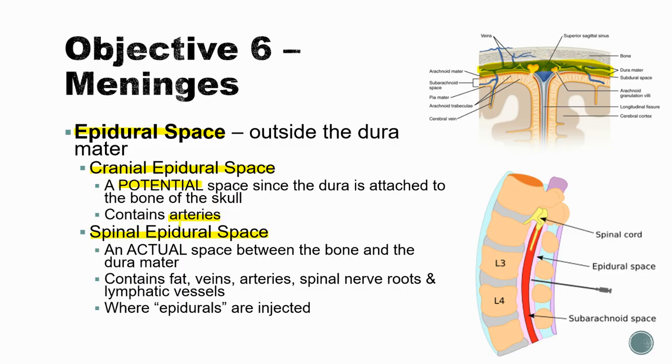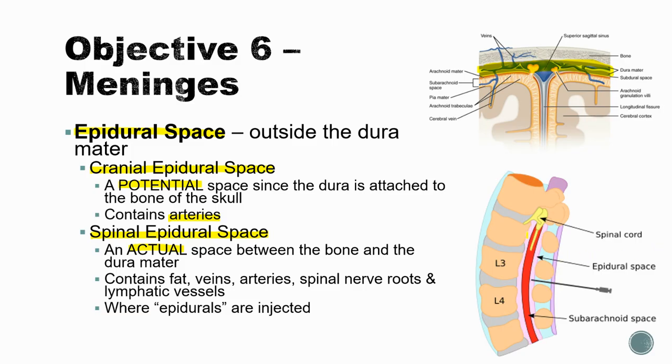But unless you have some bleeding that's occurring, there's really not a space between the dura mater and the bone. Now in the spinal area, around the spinal cord, there is an actual space between the bones of the vertebra and the dura mater. Okay, so you can see that this epidural space is this purple line here.